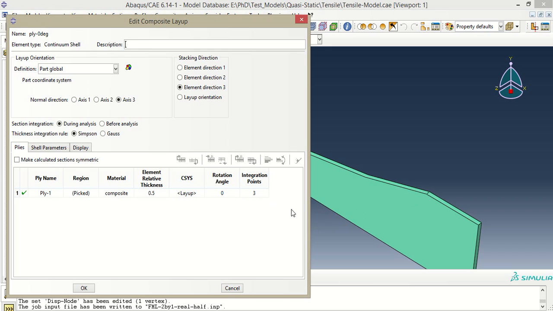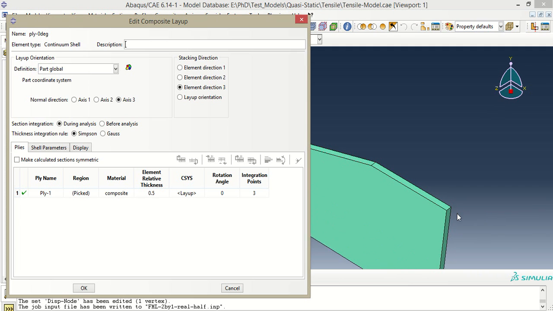3 integration points means that the calculations are taking place on the top layer, the middle layer, and the bottom layer. If I make it 1, then it will give the calculations only in the middle. If I take 10, it will divide this layer into 10 parts. So accordingly, you know what I mean.